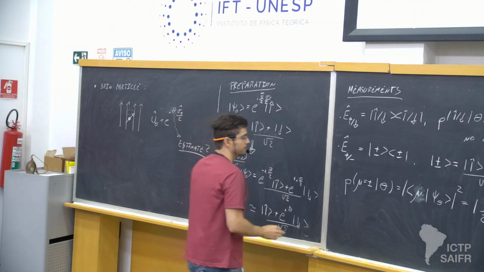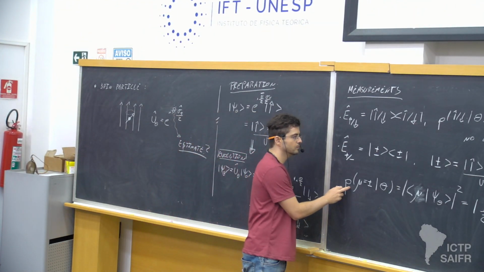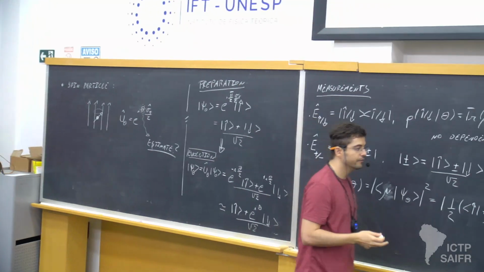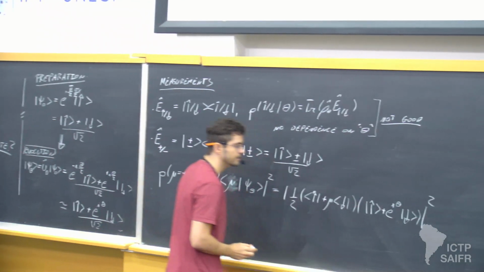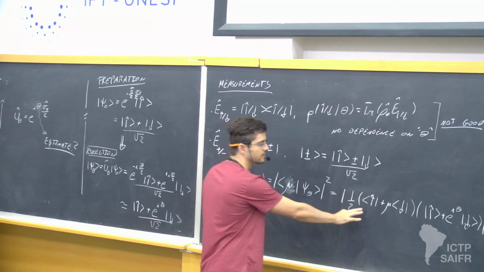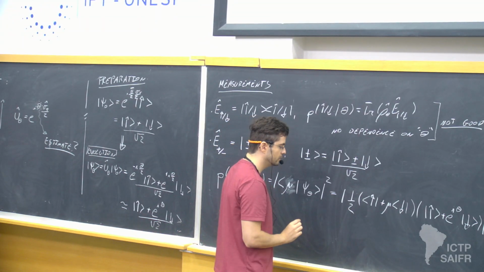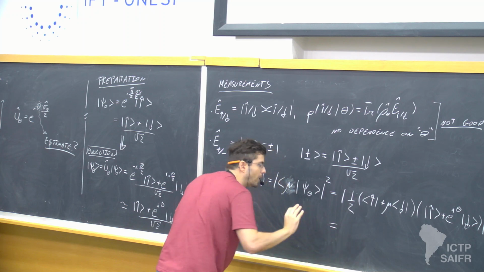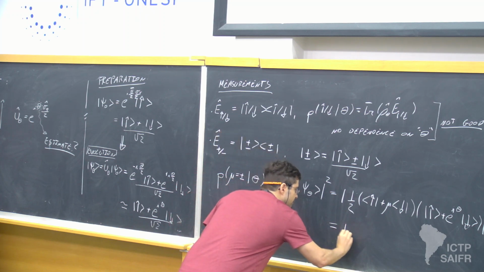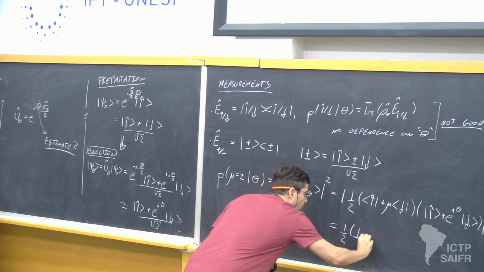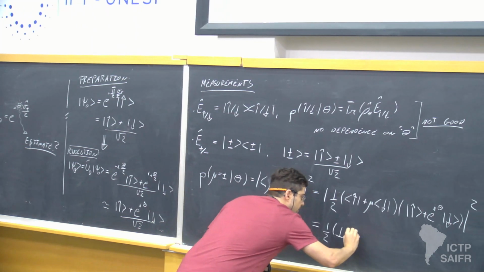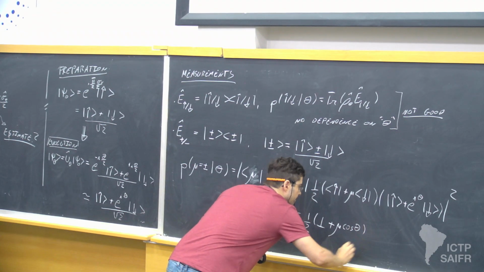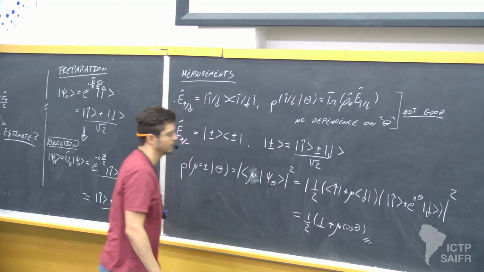Okay, so then the probability distribution along x, for example, will have the information encoded on theta. We just need to make this calculation here, but it's not hard to see, or you can try it later. It's just two more lines of calculation. That is just equal to one half of 1 plus the outcome times cosine of theta. Okay.